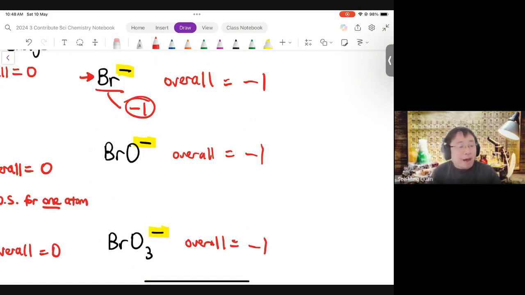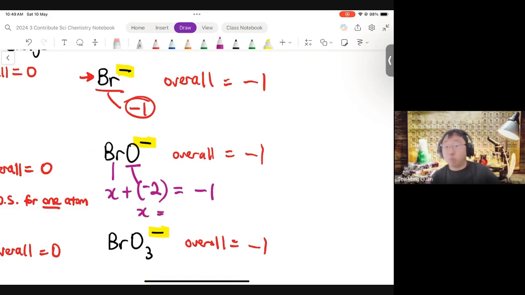Okay. But how about BrO minus? Again, you apply your rules. Oxygen is almost always -2. So now, I have 1 oxygen, then I have bromine. Let it be X. It must add up to -1. Now you try solving this equation, you will get X equals to 1. Of course, you don't write 1, please. The sign is important. If it's positive, you must write plus. Okay, so X is +1. So the oxidation state of bromine in BrO minus is +1.